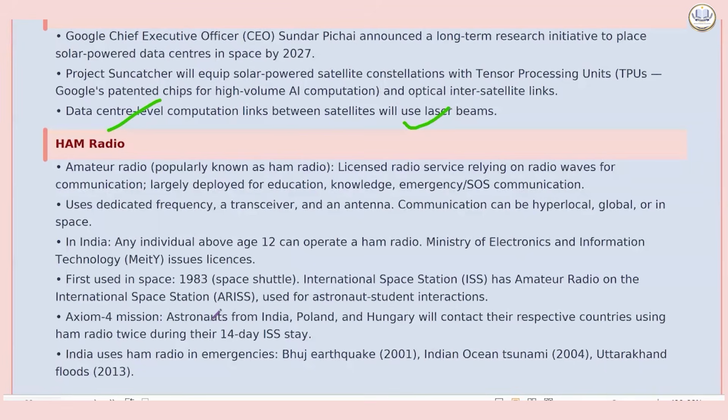First used in space in 1983. The International Space Station has an amateur radio used for astronaut-student interactions. Then we have the Axiom 4 mission. Astronauts from India, Poland, and Hungary will contact their respective countries using ham radio twice during their 14-day ISS stay. India uses ham radio in emergencies like the Bhuj earthquake, Indian Ocean tsunami, Uttarakhand floods.